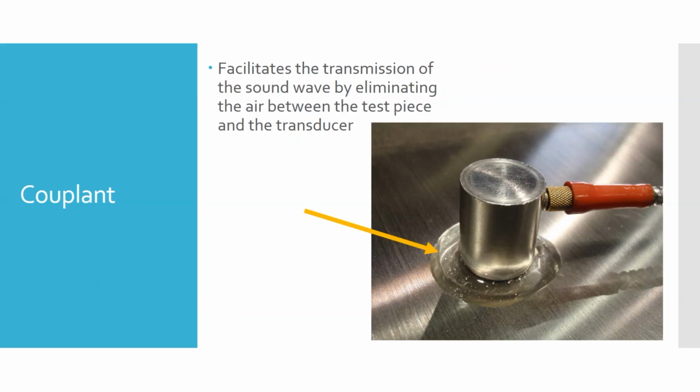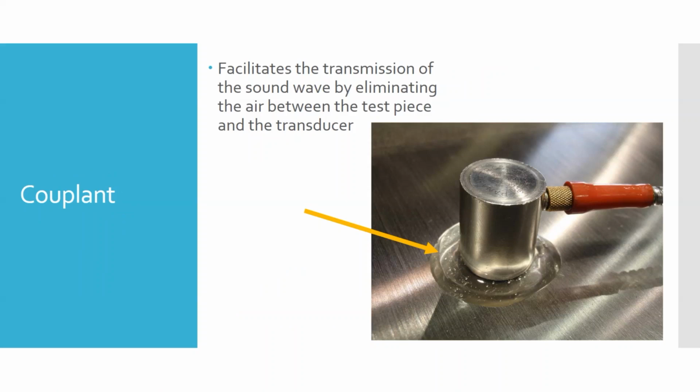So that couplant fills in any of those tiny little gaps between the face of the probe and the surface of the material. So it helps to reduce any kind of noise you get off of a slightly irregular surface. Here they're using a couplant gel, and that's what we're going to be using in class. They are glycerol based. Glycerol is a common ingredient in hand lotions and that kind of thing. It's basically what personal lubricants are made out of.